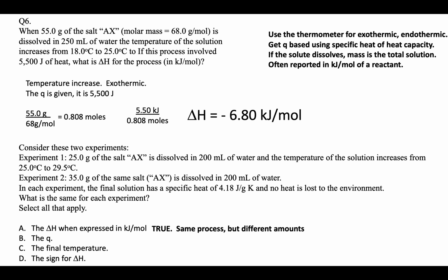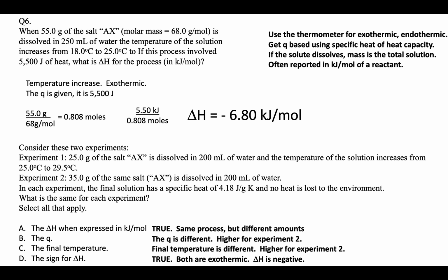It's the same process. It just had different amounts involved in the actual experiment. Those different amounts would make the Q value different. This is an exothermic process. I think it's going to have a higher temperature for experiment 2 because I have more of the salt that would be involved in the reaction. I think the final temperature would be different. I think it would be higher for the second experiment because more heat was involved.